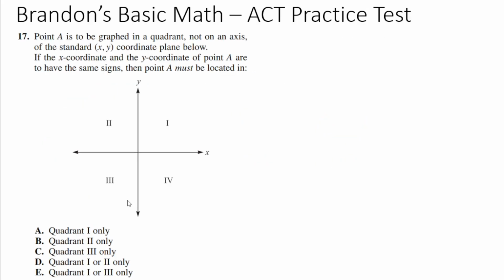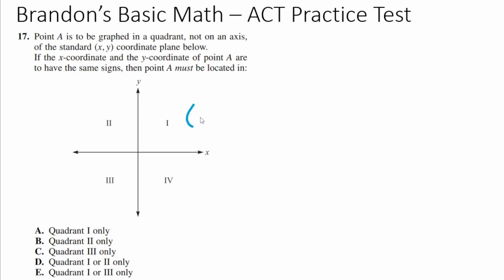Let's go ahead and move on to the next problem here. So point A is to be graphed in a quadrant not on an axis of the standard xy coordinate plane below. If the x coordinate and the y coordinate of point A are to have the same signs, then point A must be located in. So in this case, all we're looking at is the positives and the negatives.